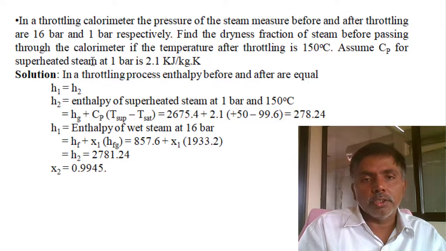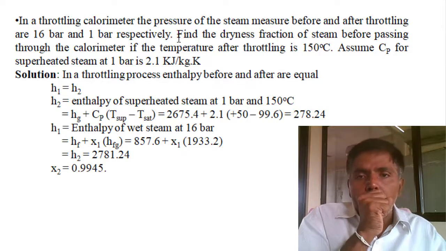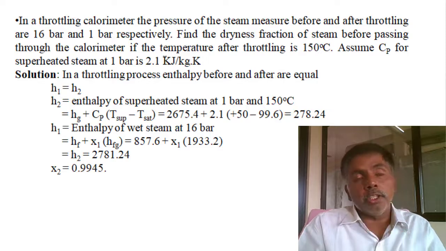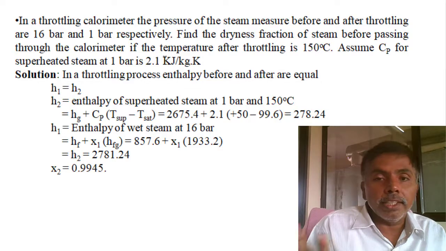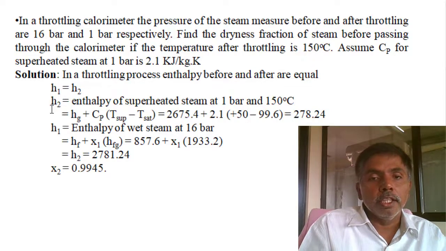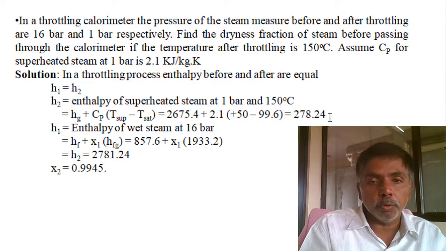Second question is also like that. In a throttling calorimeter, the pressure of the steam measured before and after throttling are 16 bar and 1 bar. Find the dryness fraction of steam before entering the throttling calorimeter. The end condition they have given is 150 degrees superheated steam. So determine the H2 value at 1 bar pressure, something like 278.24.